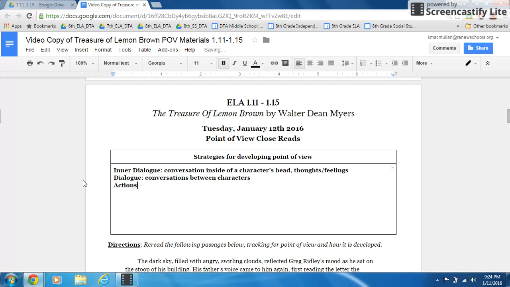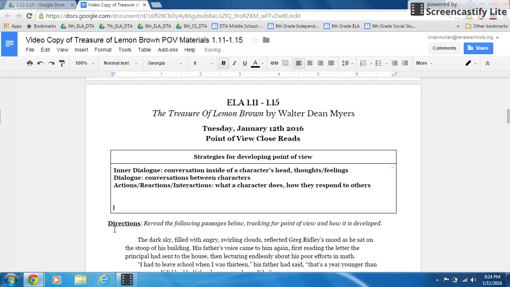Another strategy is showing actions, reactions, and interactions. So that's what a character does, how they respond to others, and then how they interact with each other. And the reason that that's so important is we can tell a lot about a person based on the way that they talk to other people, the way that they interact with other people, the way that they respond to situations.